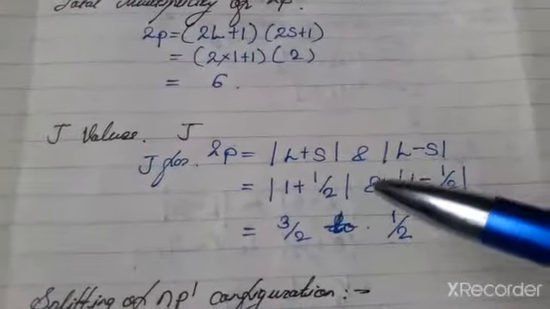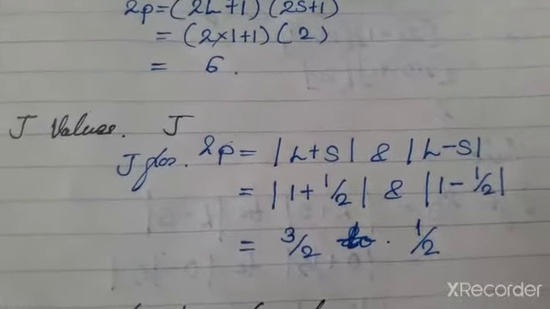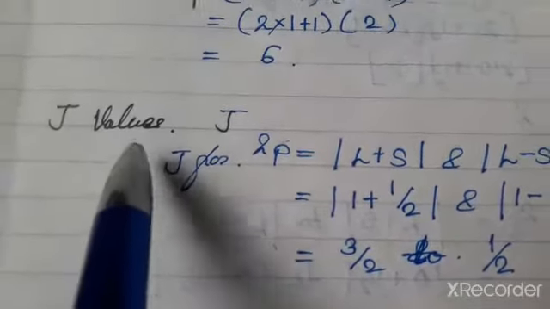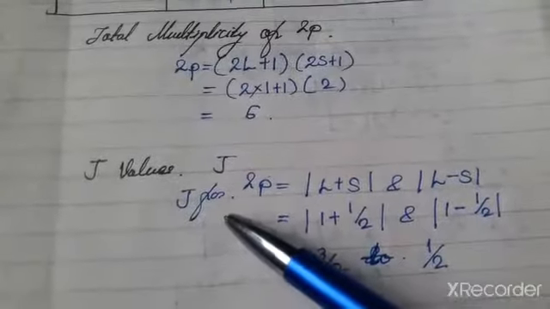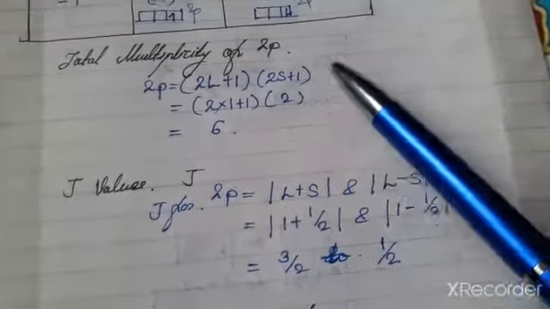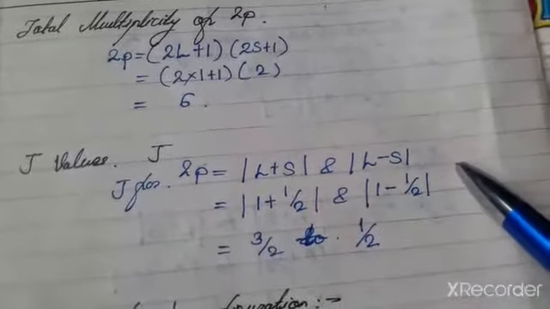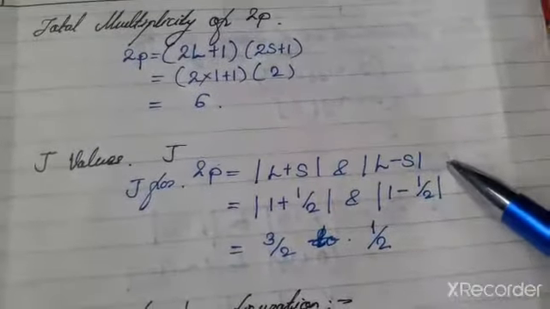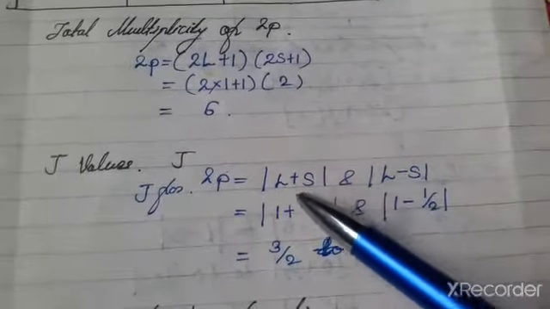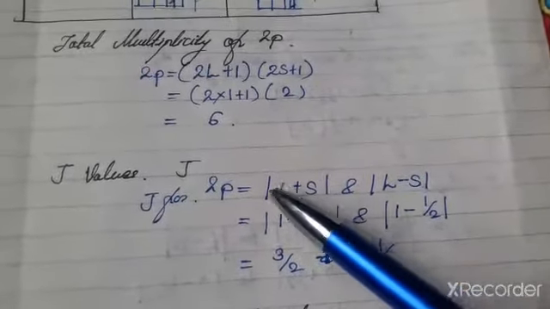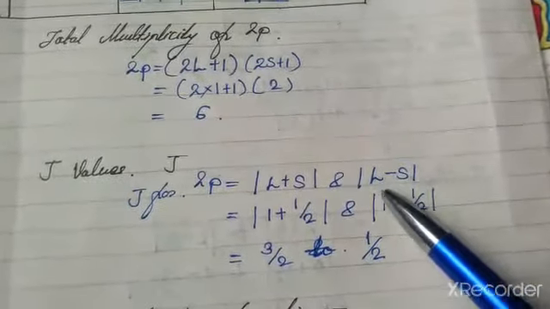Now go for the J value. What is J value? J means a special type of coupling, that is spin orbital coupling. Now there is a formula to calculate spin orbital coupling. For the 2P term, the J value is L plus S or L minus S. When the orbital is more than half filled, then the value must be L plus S, and when the orbital is less than half filled, then the value is L minus S.